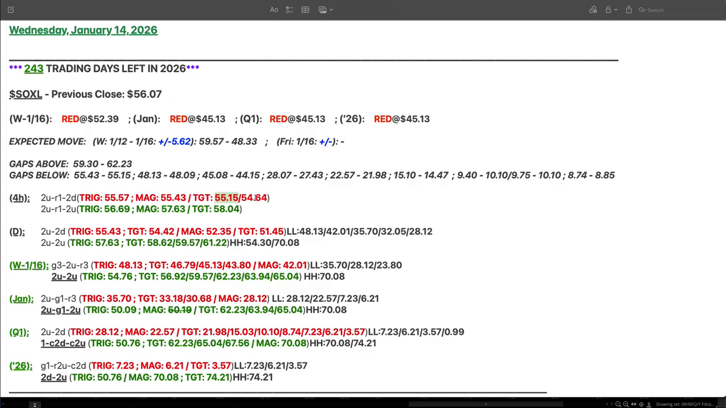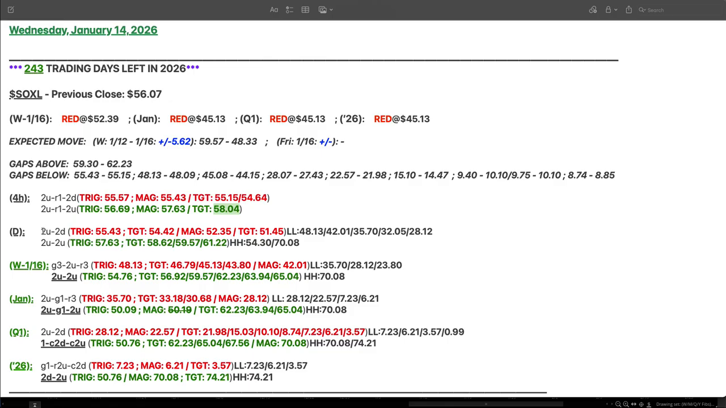Targets being 55.15 and 54.64. Now, if we go to the upside, a little bit more room on just the 4-hour strat itself. 56.69 being the trigger, 57.63 being the target, being almost a dollar move. If we continue momentum to the upside, we do have 58.04 as an extended target.